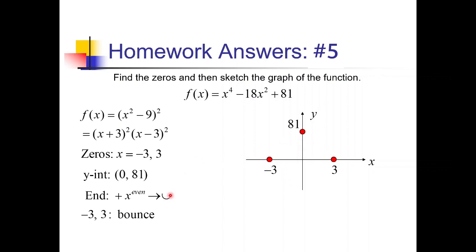And now we're starting, we said, above the x-axis, and we are bouncing off of negative 3, going through the y-intercept, coming back down and bouncing off of 3, and then going up forever, just like we said we would.